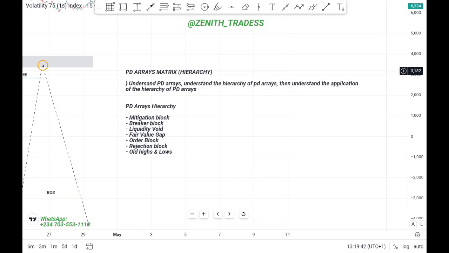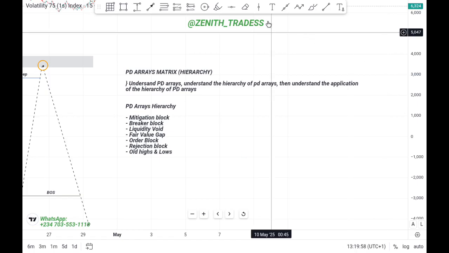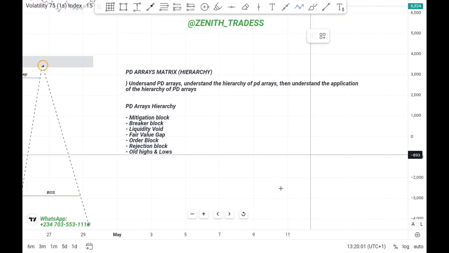As it is reclaiming, it is going to create another fair value gap, which we refer to as an inverse fair value gap. After creating that inverse fair value gap, it will now retest the M15 block that was invalidated, before it now pushes price up. That is for a bullish scenario. This is what I'm trying to explain.